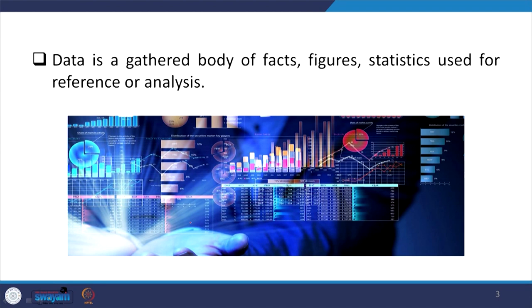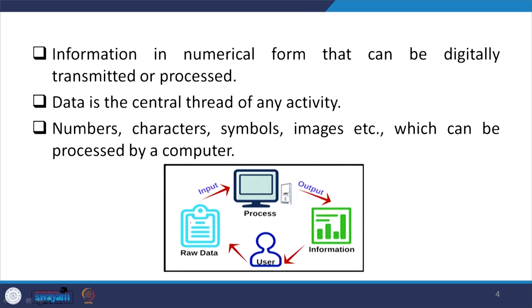Okay. So let us talk about data in diverse forms. Data is a gathering of information or figures, facts, statistics used for reference or analysis. So far as data is concerned, we interpret it as information in numerical form, which is digitally transferred or processed. Data is generally the central thread of any activity, and it is interpreted as numbers, characters, symbols, images, which can be processed by a computer or with a digital platform.